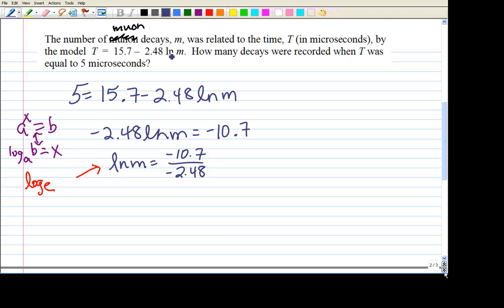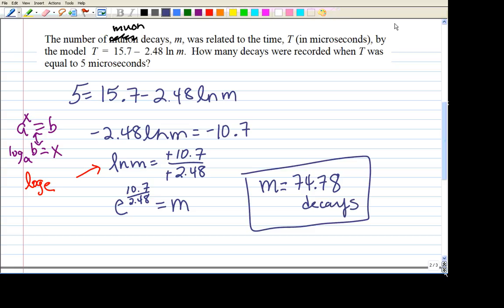So if I want to rewrite this as an exponential expression, log base e, I'll take my e and raise it to what it's equal to. The negatives cancel each other out. So we'll have 10.7 over 2.48, and that will be equal to m. Whenever you plug e raised to the power of 10.7 divided by 2.48 into your calculator, you'll end up with m equal to 74.78. So that means we'll have 74.78 muon decays.